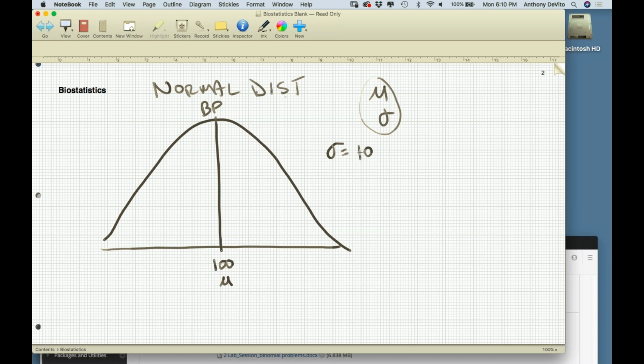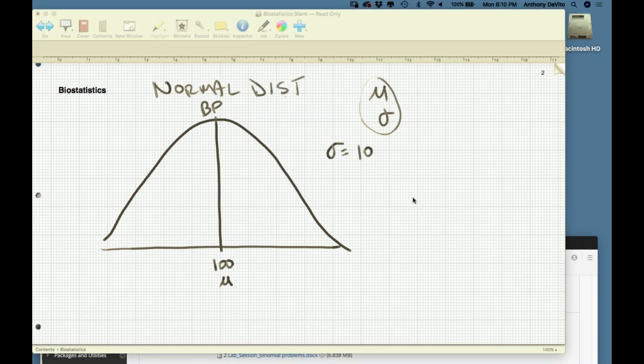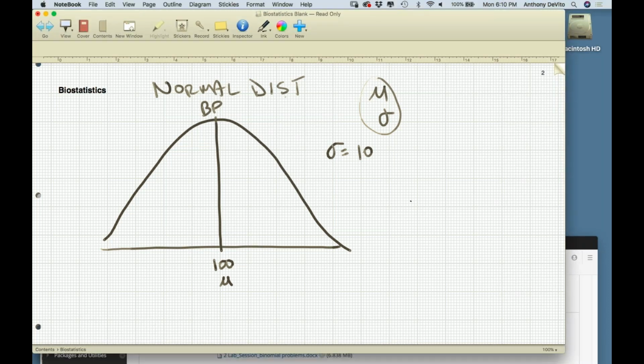So what am I talking about here? Am I talking about a population or a sample? Anybody want to give me a little input on that? Is this a population or a sample that I'm describing? It's a population, right? Because I'm using the Greek letters mu and sigma.